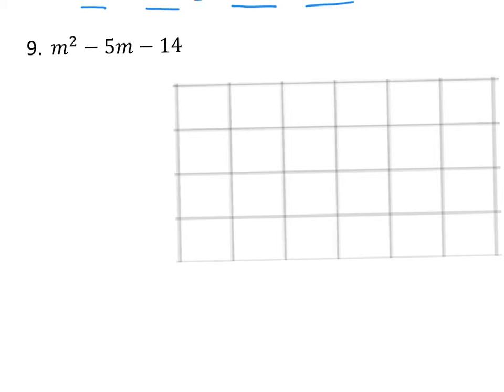And some things that we know about that: the m squared part tells us that there's going to be an m as a part of both factors, because m times m is m squared. We also know that it's going to be the factors of 14, which are 1 and 14, or 2 and 7. 3 doesn't divide 14, 4 doesn't divide 14, 5 doesn't divide 14, 6 doesn't divide 14, and we've already used 7, so we know that's all the factors that we have.